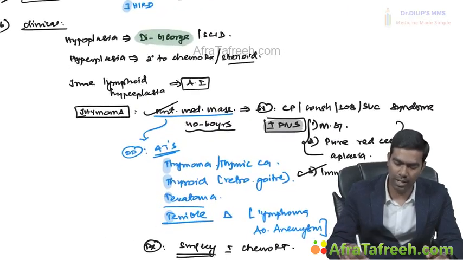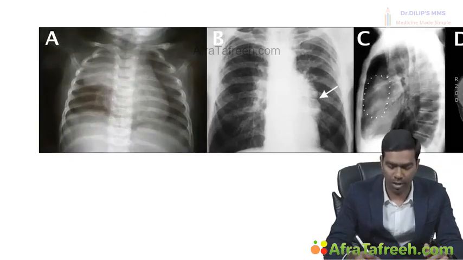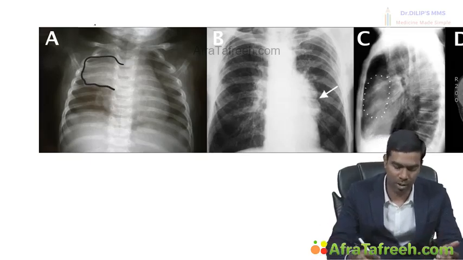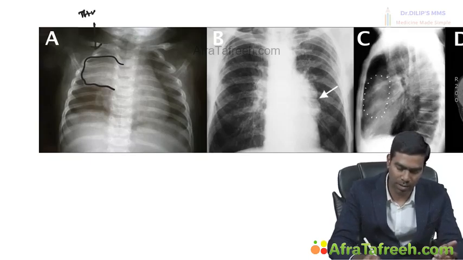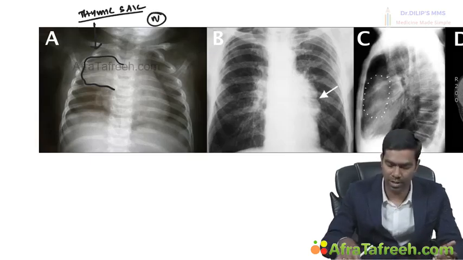But putting all this in a nutshell, let us see some images. So this is a newborn image which is showing a prominent shadow of the thymus in the right hemithorax. So this is what is referred to as the thymic sail. This is a normal sign. Understand, this is a normal sign in neonates. This is called the thymic sail sign.